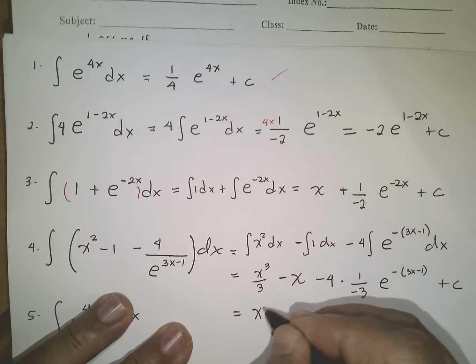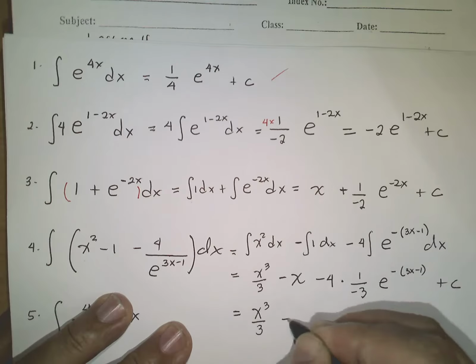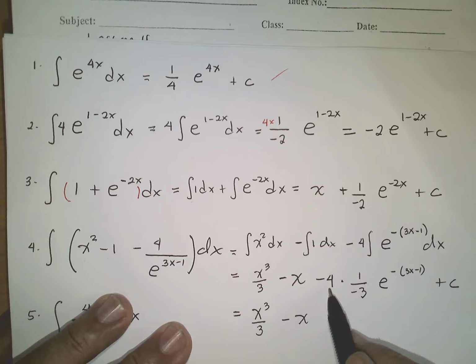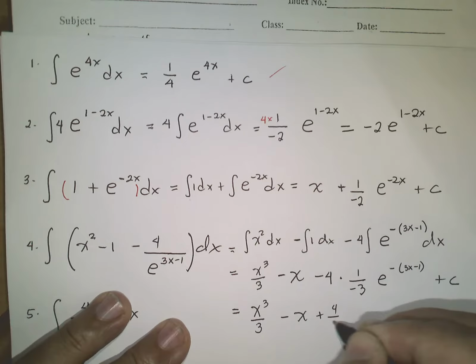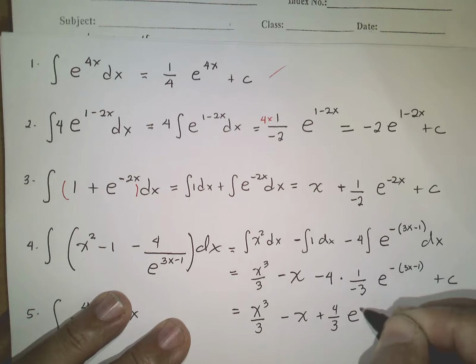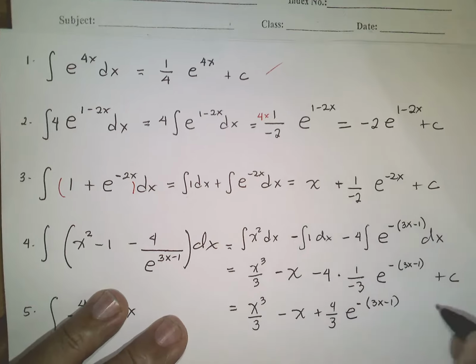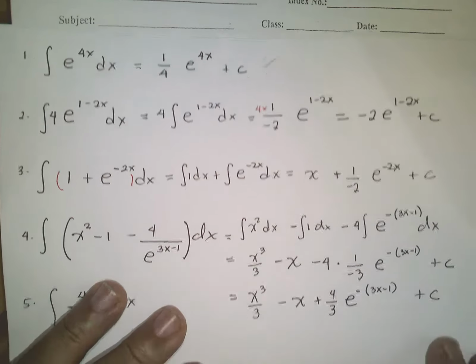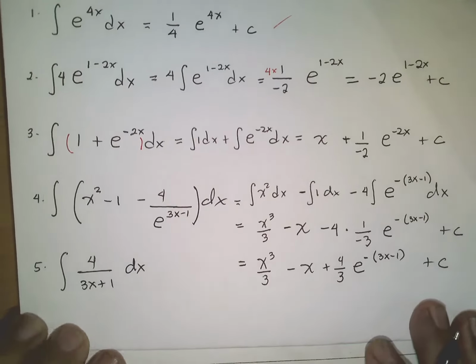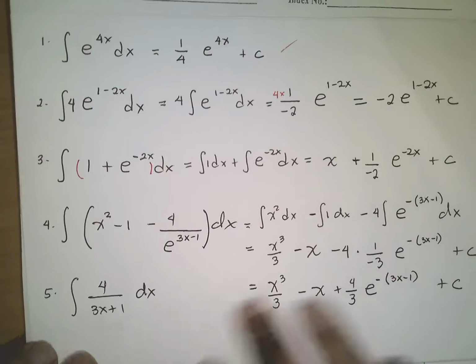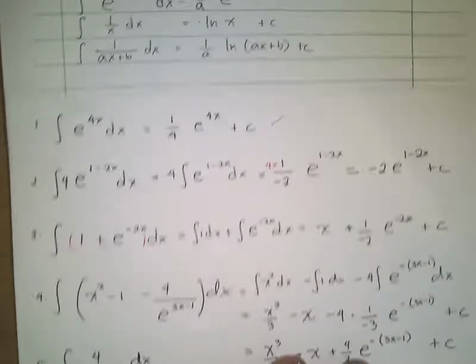So this is going to be x cubed over 3 minus x. Negative 4 divided by negative 3 is plus 4 over 3 e to the negative of 3x minus 1 plus c. Right? So that's the final answer for number 4. For number 5, the formula that we're going to use is formula number 4.